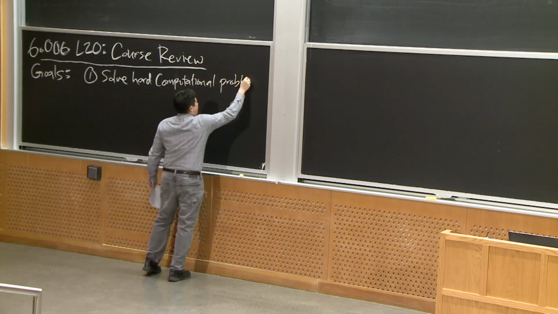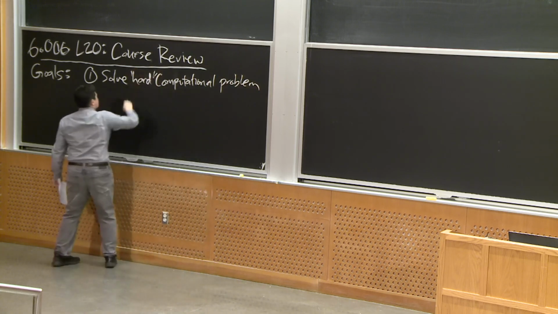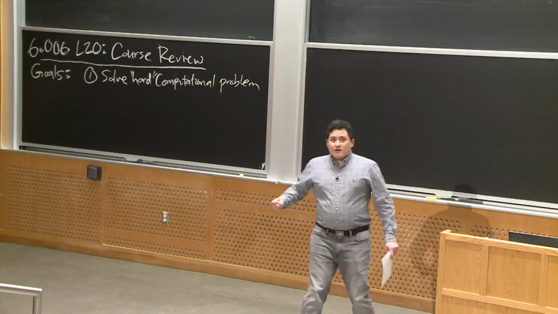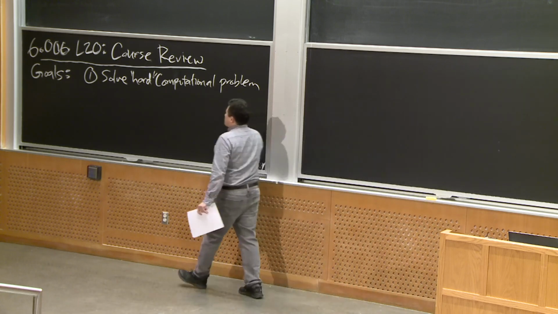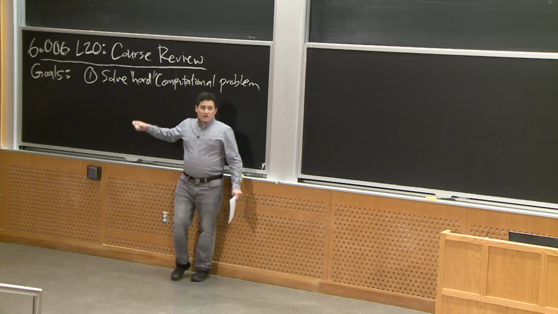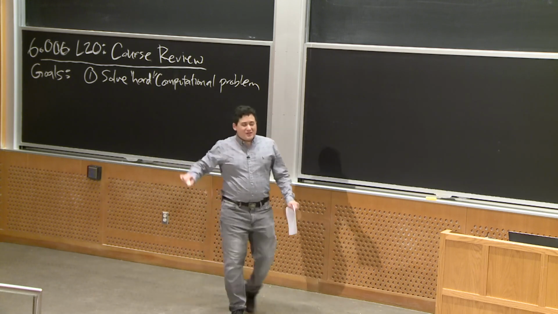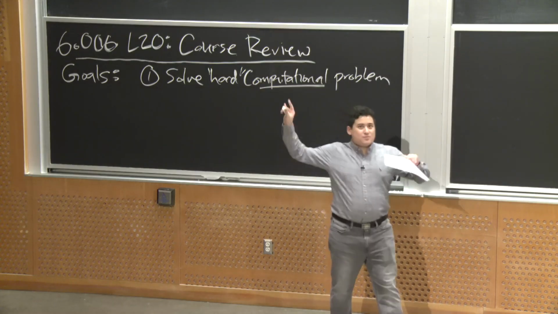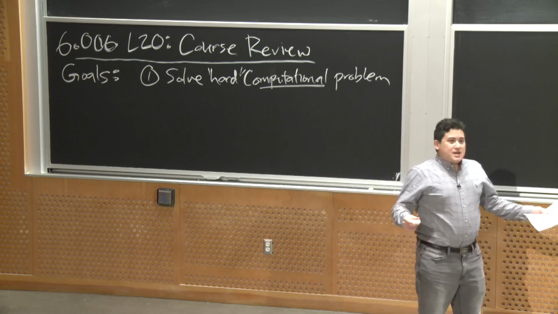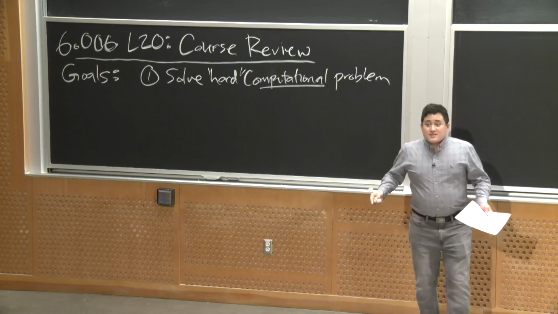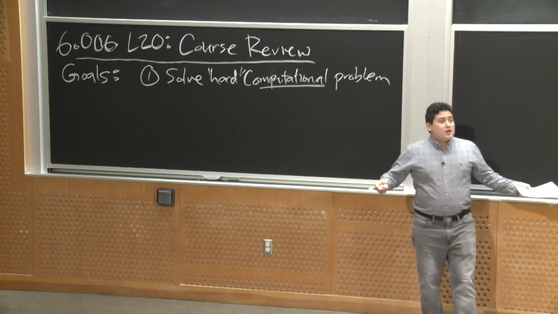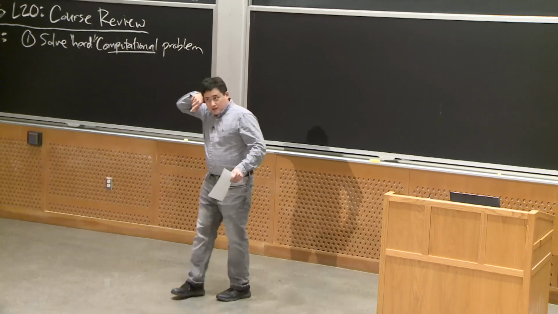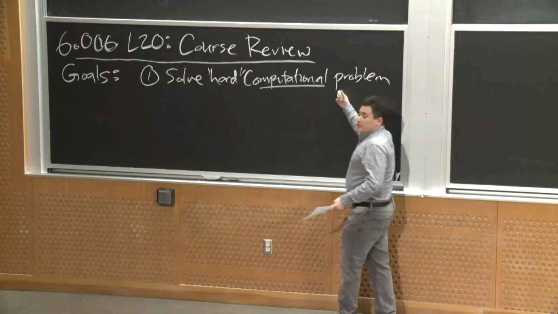I guess hard here maybe should be in quotes because we saw in the last lecture what hard means in a technical sense, right? Hard could mean that there's no efficient algorithm that we know how to solve a problem on. That's getting a little bit ahead of ourselves. Computational problems with algorithms is really the key part about this goal. It's kind of the same goal that you have in a class like 6001 or 6009, right? You're trying to convince a computer that you solved a problem, okay? On a finite set of inputs.